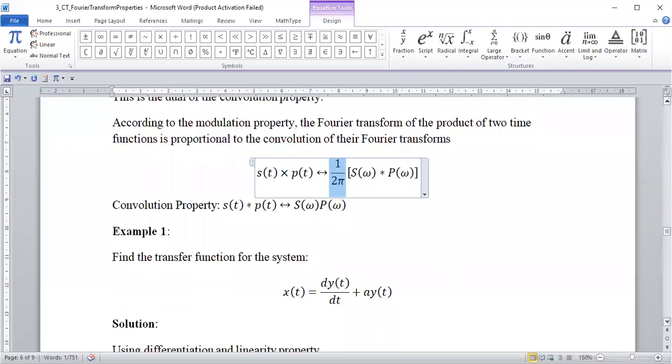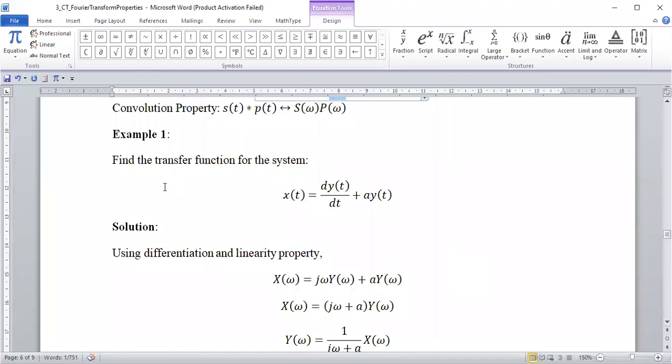We go into an example. Find the transfer function for the system x of t equals dy/dt plus a y of t. We are going to use the differentiation property. So the differentiation property says that the Fourier transform of the differentiation of y of t is equal to j omega multiplied by the Fourier transform of y of t.